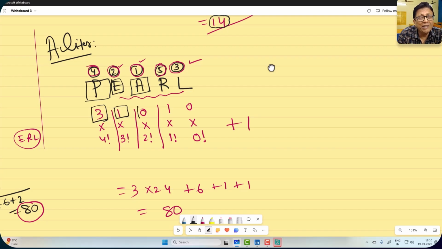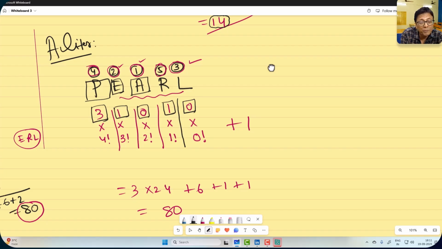Right side of A, no one has rank less than A, that's why 0. Right side of L, only 1 letter is there, and its rank is less, so 1. Right side of R, 1; right side of L, it is 0. Now you go on arranging.